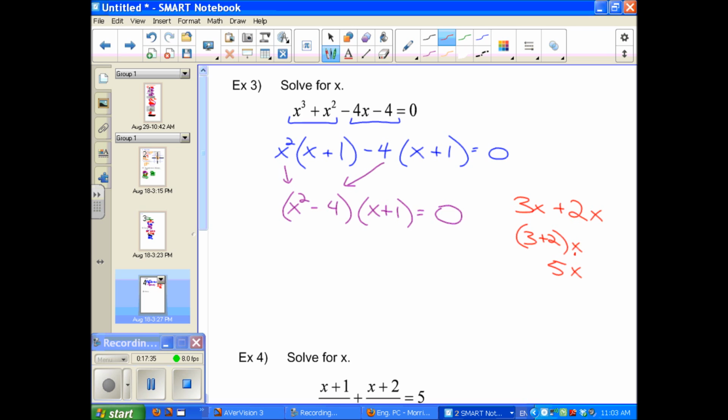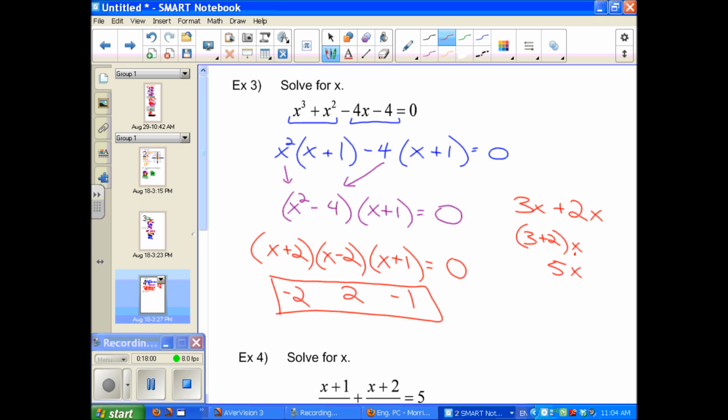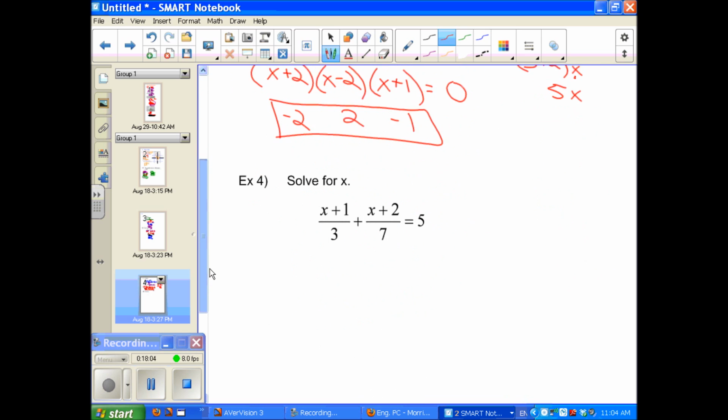Okay? Now, does this factor anymore? Nope. Well, this, yes, that's a difference of 2 squares. What's that break up into? All right, so I got all these things multiplied together that equals 0, so one of them has to be 0. What makes this one 0? What makes this one 0? Grouping. All right, last one.